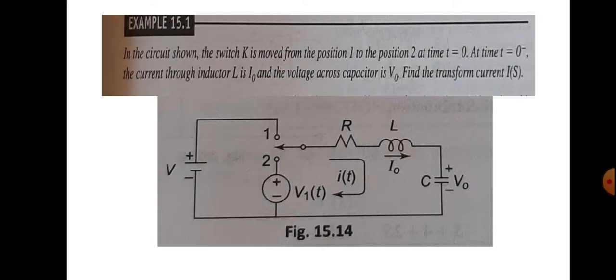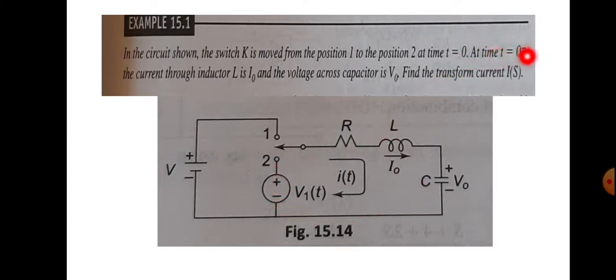So the circuit diagram is given and you can see R, L and C are there in the circuit diagram, and also there is a switch. It is given in the question that at time t equal to 0, the switch K is moved from position 1 to position 2. That means at time t equal to 0, the switch arrow will move from this position to this position. So this circuit will be connected to V1 of t, then R, L, C at time t equal to 0.